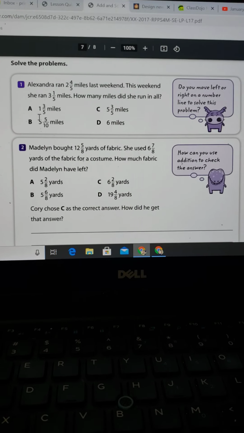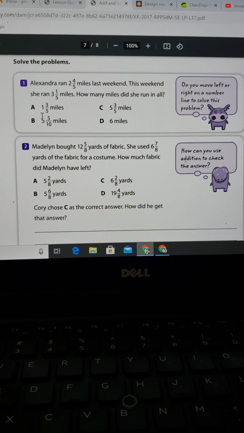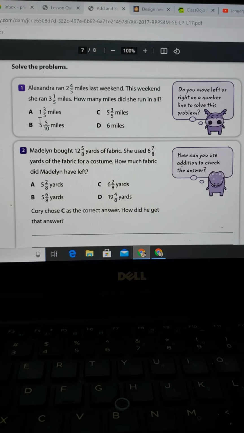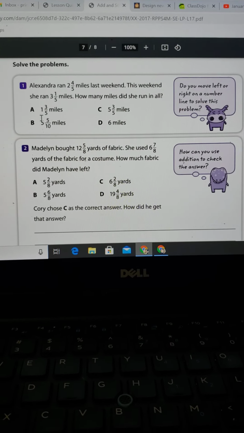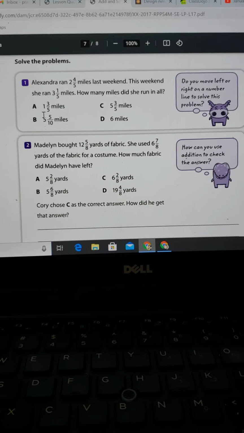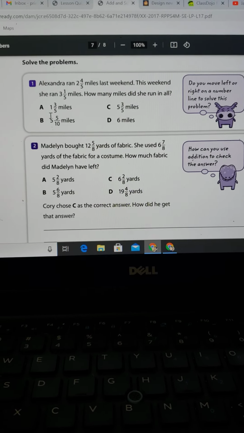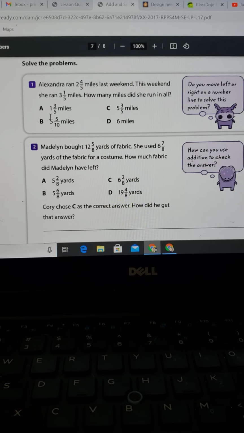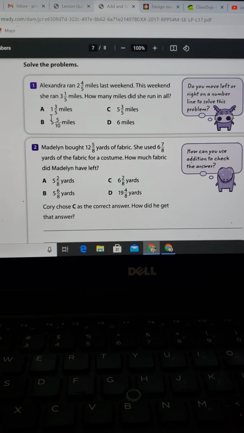Number 1 says Alexandra ran 2 4/5 miles last weekend. This weekend, she ran 3 1/5 mile. How many miles did she run in all? All right, so if I want to know in all, those are clue words that I'm going to be adding or subtracting? Hopefully you said adding because you would be correct.